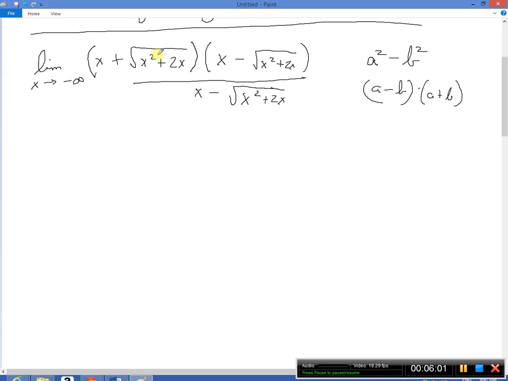So when you have the role of a being played by x and the role of b being played by this radical, you have a plus b, a minus b, this is going to come out to be an a squared minus b squared thing, and that's very good because that's going to make the radical there go away. So this limit is, as x goes to negative infinity, the first thing squared, that's just x squared, minus the second thing squared. So the radical goes away, but please replace the radical by parentheses, because it's the whole thing, x squared plus 2x, that's got to be subtracted. The denominator, unfortunately, you're stuck with.